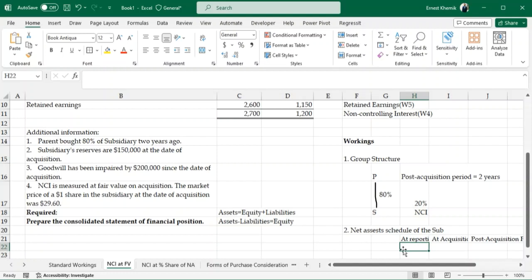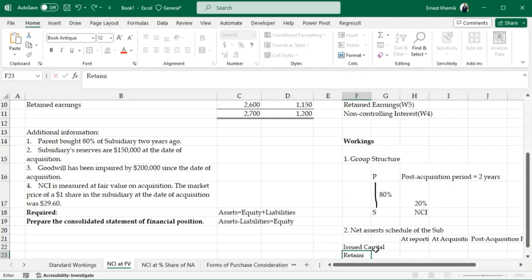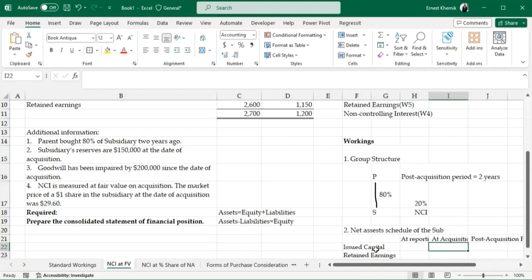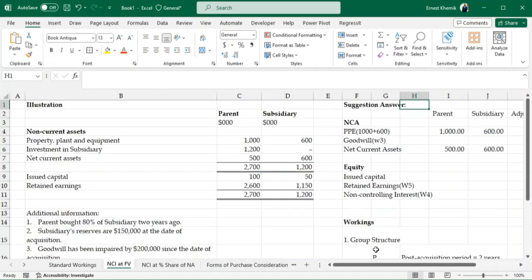Then the first item there was issued capital. So I'm going to put my issued capital here. I'm going to put my retained earnings here. So we have the reporting date, the acquisition date, and then the post-acquisition, which is the difference. So at the reporting date, what's the reporting date? This is the value that we have in the separate financial statements here. That is, this financial statement is presented at the reporting date.